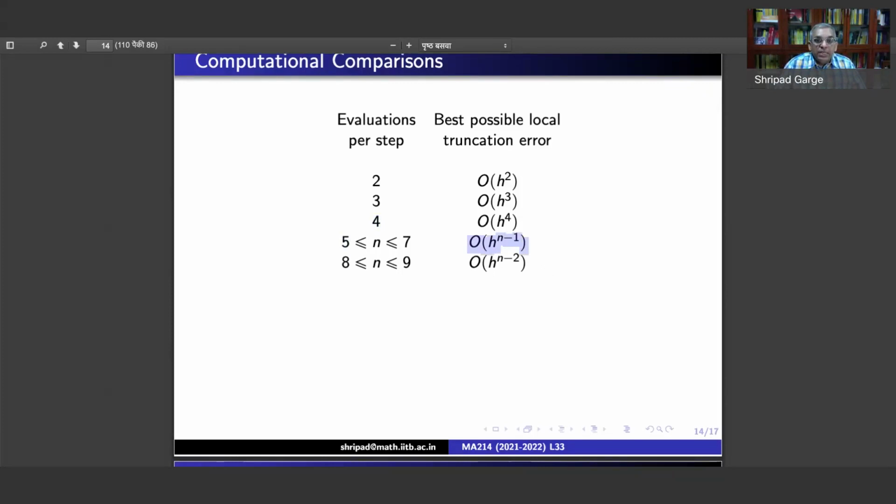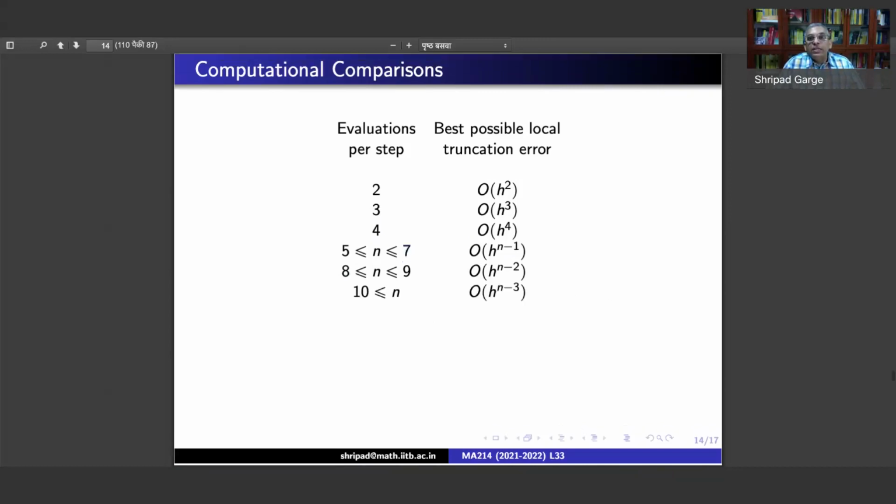And similarly, by the same argument, the method which uses 8 evaluations is similar to the method which uses 7 evaluations. And this becomes even worse when you go to the next level. If 10 or higher, then the best possible local truncation error that you get is big O of h power n minus 3. So we see that somewhere 4 is the best thing that you can have, because for 4 you get the best possible error, which is the big O of h power 4.